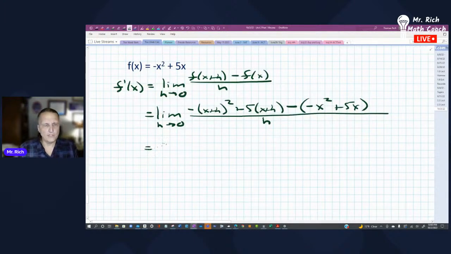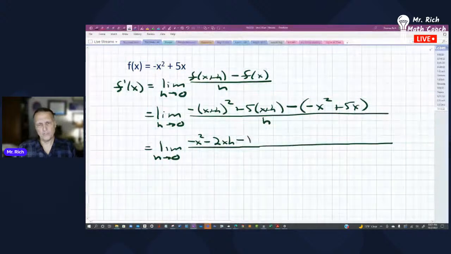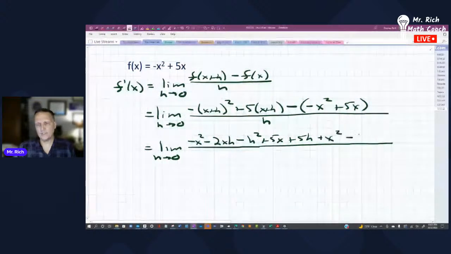So let's go through the algebra process here. So I've got the limit as h goes to 0. I am going to combine a few steps here at once. I'm going to go ahead and expand this (x plus h) squared and distribute that negative. So that's going to be a negative x squared, negative 2xh, minus h squared. Distribute that 5. I get plus 5x plus 5h. Distribute that minus, that's going to give me plus x squared minus 5x. And that's, again, all over h.